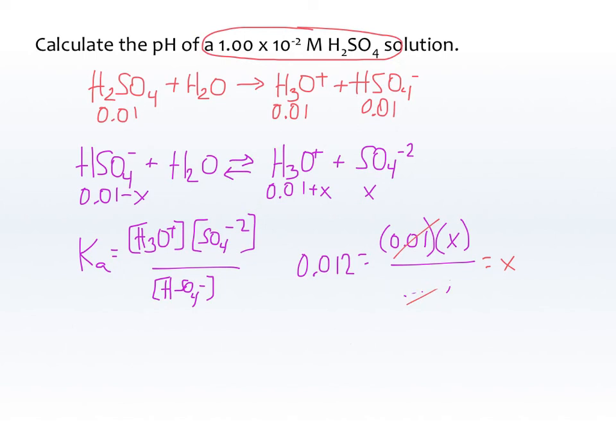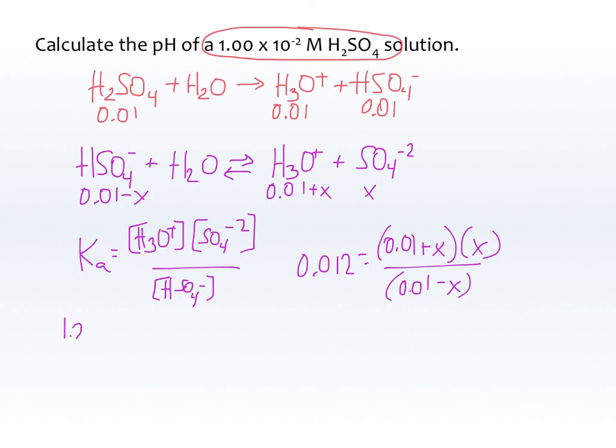Also erase this, because I cannot say that that's approximately equal to 0.01. And start over again without that approximation in place. 0.01 plus x times x divided by 0.01 minus x. Distribute, cross multiply, quadratic equation.